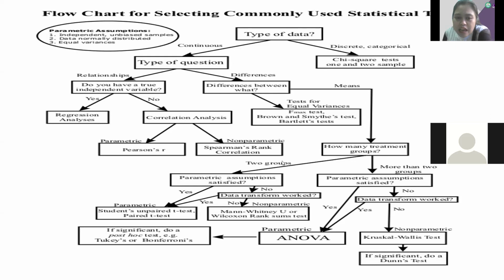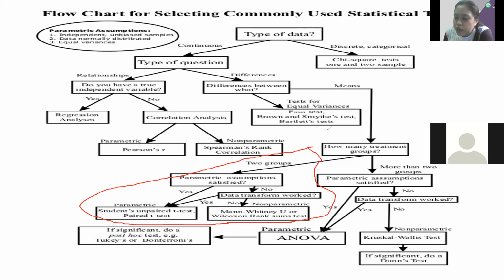If two groups lang, if na-satisfy natin yung mga assumptions here sa taas, you use the parametric test, either the students unpaired Ttest or the paired Ttest. Pero pag hindi na-satisfy yung mga assumptions, two groups ito, we will be using the non-parametric test which is called Mann-Whitney U or the Wilcoxon rank sums test. Okay? This is for the two groups ha, two groups lang yung i-compare natin. Okay, dito yan siya mag-fall.